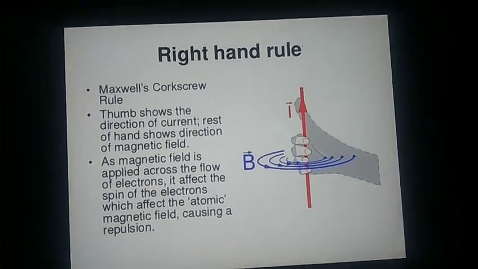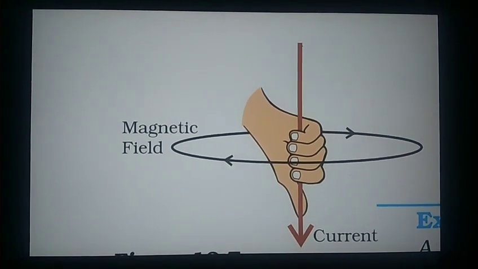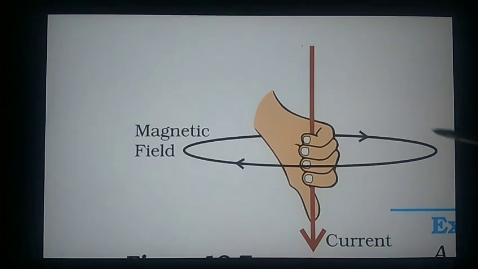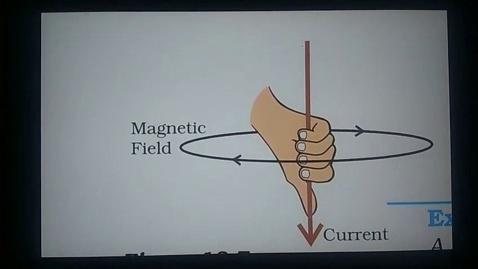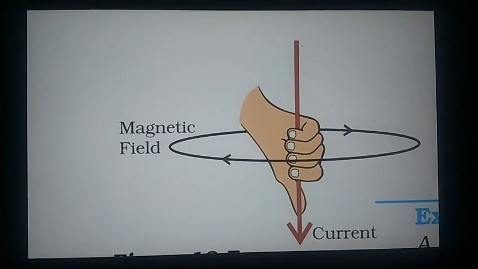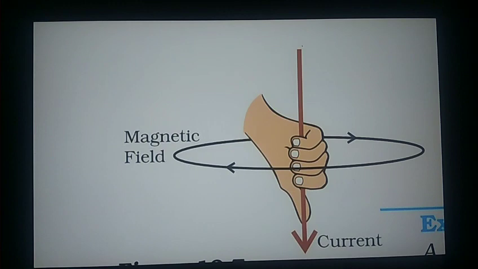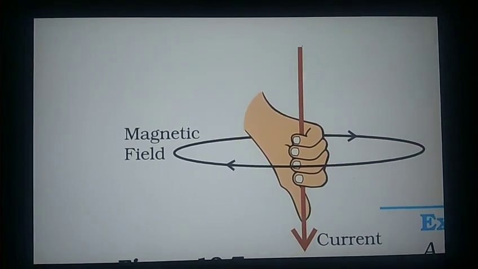Let us see here, the fingers indicate the clockwise direction, then the current indicates downwards. As well, we have to learn here that the thumb indicates current and the fingers indicate the magnetic field. So this is the right hand thumb rule.